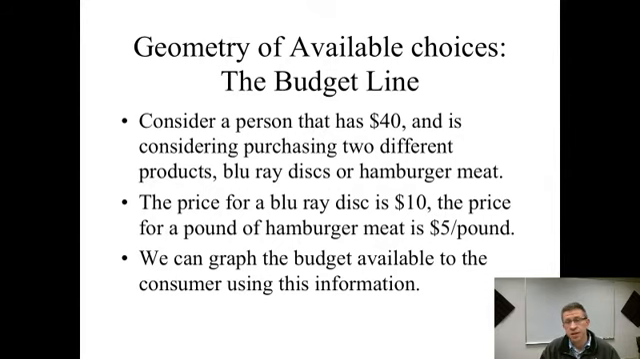Note though, what I want on the X and the Y axis is Blu-ray discs and hamburger meat. I want nothing to do with money. We're looking at how many Blu-ray discs or how much hamburger meat you could purchase and try to graph the budget line before we attack it together. So go ahead and take a moment, pause it now.